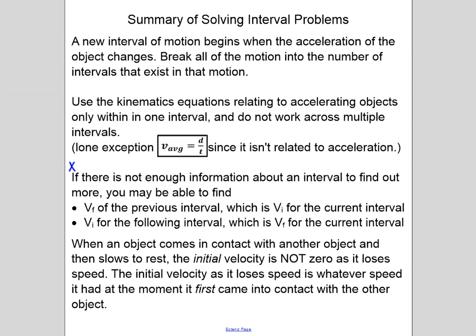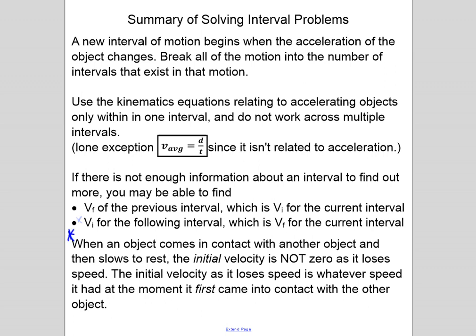Remember that if you get stuck in an interval problem and there's not enough information about an interval to find out more, you might be able to find VF of the previous interval, which is VI for the interval you're working on, or you might be able to find VI for the following interval, which would be the VF of the current interval.